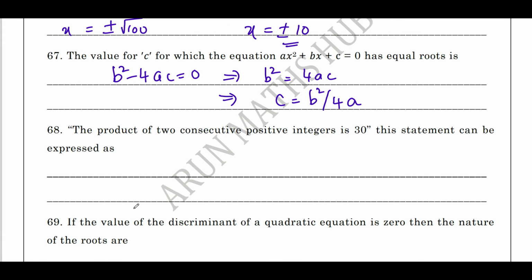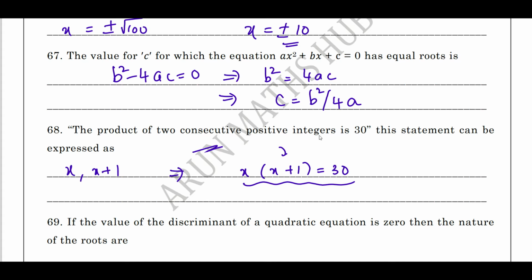The product of two consecutive positive integers is 30. We need to express this statement algebraically. Let the two consecutive integers be x and x plus 1. Now product of these two is equal to what? x into x plus 1 equals 30. This is how you present this statement algebraically.